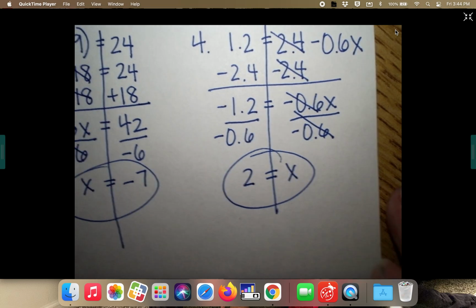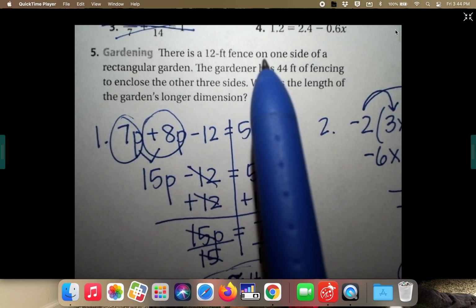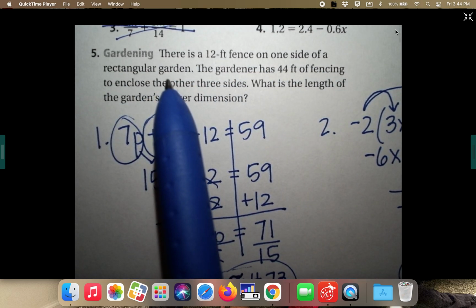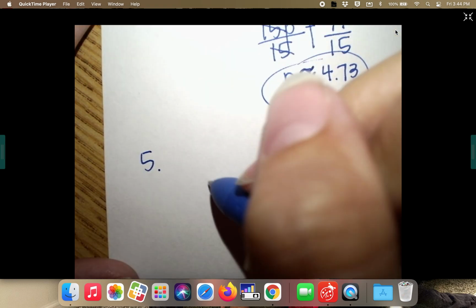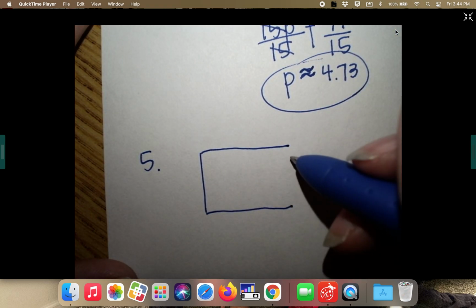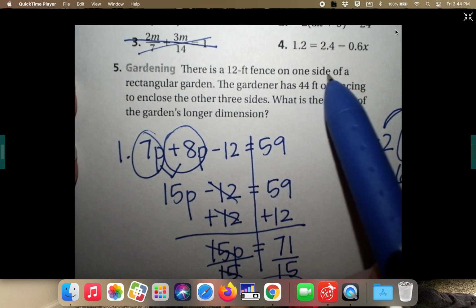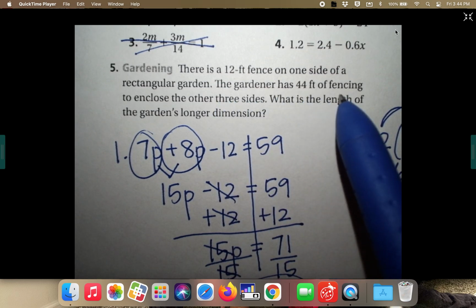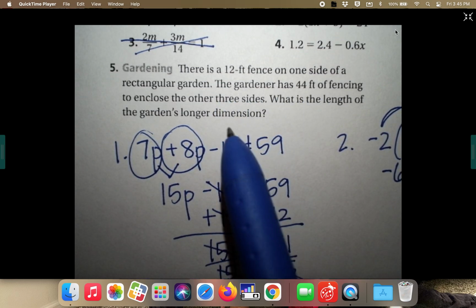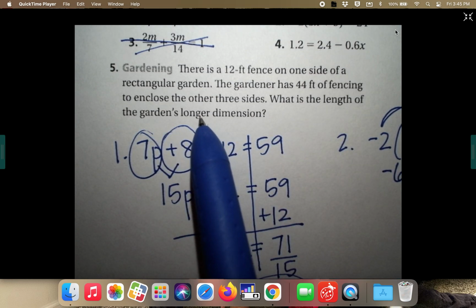All right, number 5 is a word problem. It says gardening. There is a 12-foot fence on one side of a rectangular garden. I'm a visual person, so I'm going to have to draw this out. So they said there's a rectangular garden. Okay, it says 12 feet on one side. The gardener has 44 feet of fencing to include the other 3. What length is the longer dimension?